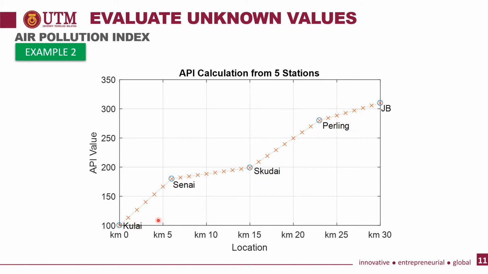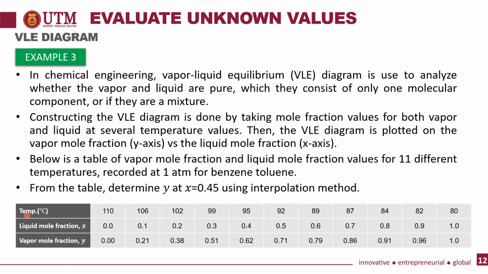Next we'll take a look at the second example, which is the VLE diagram. So what is actually a VLE diagram? This is all about chemical engineering. Although you are electrical engineers, maybe sometimes you will be interacting with chemical engineers, so maybe you can know about some of this. In chemical engineering, the vapor-liquid equilibrium (VLE) diagram is used to analyze whether the vapor and liquid are pure, which means they consist of only one molecular component, or if they are a mixture.